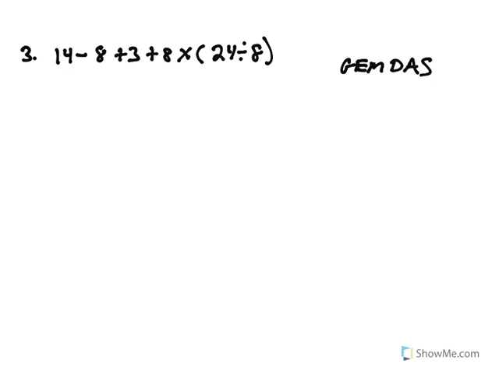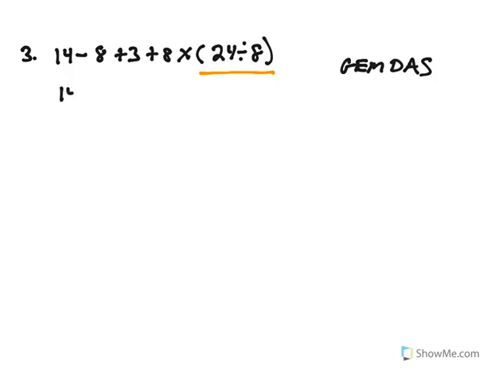14 minus 8, that's not any grouping term. Plus 3, not a grouping term. Plus 8, not a grouping term. Multiplication, that's not a grouping term. Look, 24 divided by 8, enclosed in parentheses, that's a grouping term. So we need to do everything inside those parentheses.